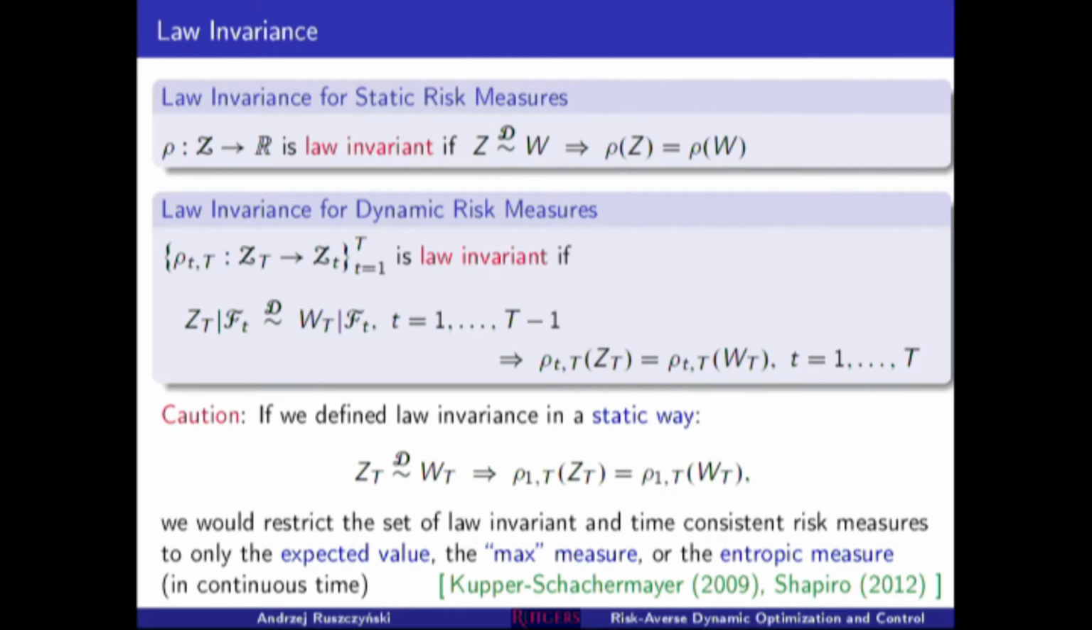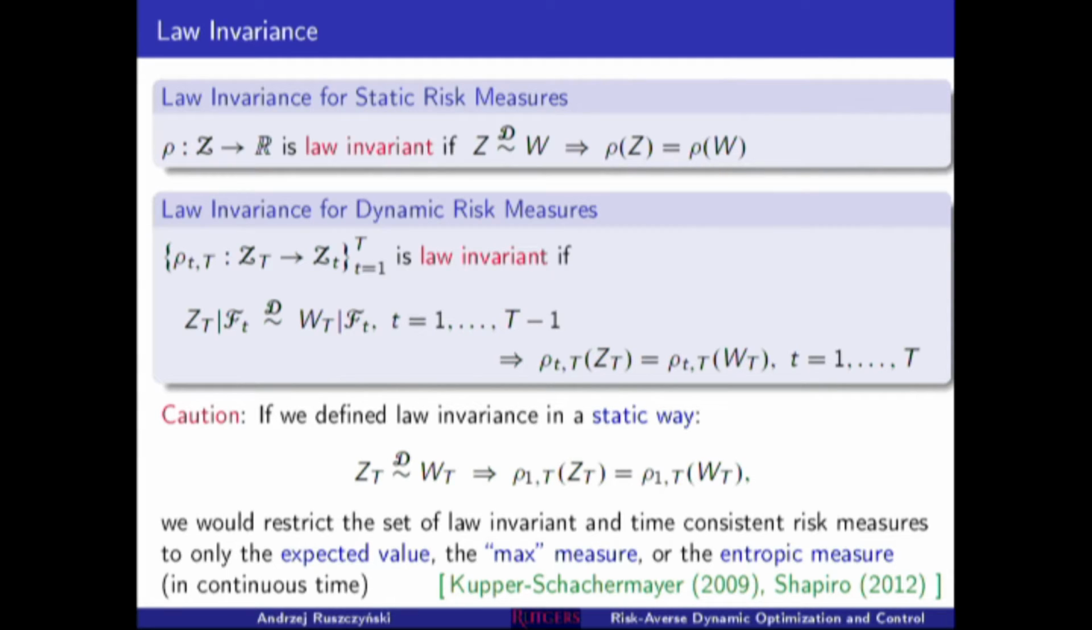So if we have two random outcomes at the very final state, whose conditional distributions under all conditions from time 1 to t minus 1 are the same, then we would claim that all conditional risk measures should be the same. So equal conditional distributions, equal values of conditional risk measures. This would be an extension of law invariance to the dynamic case.